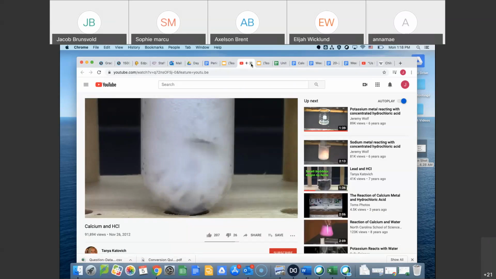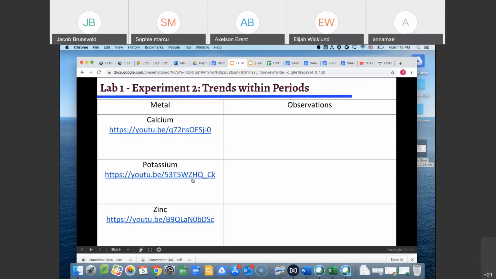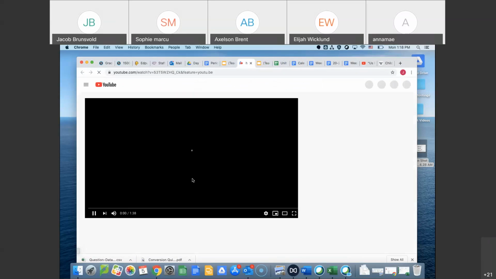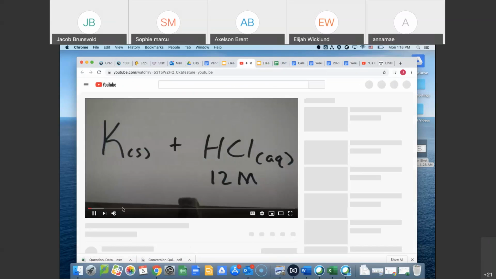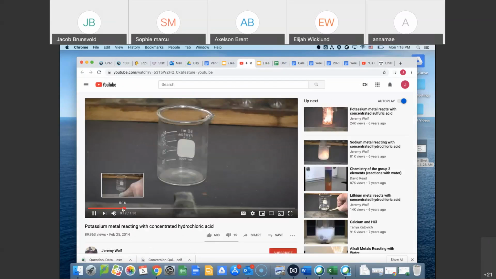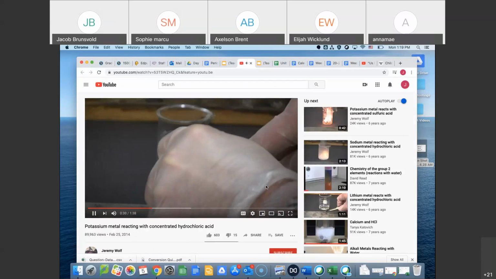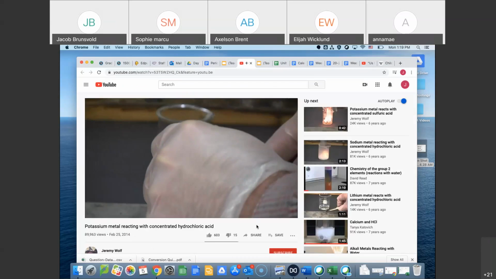So that was calcium. Next up is potassium. Here's the reaction into the beaker of 12 more. So he's got his acid in there, and then now he's going to add potassium. Very soft metal.